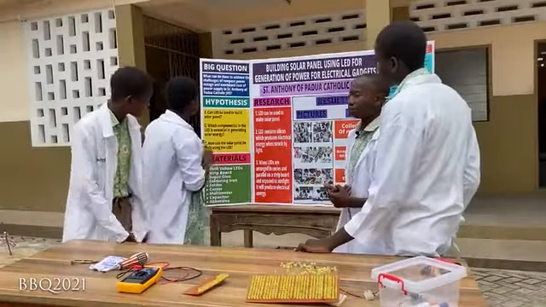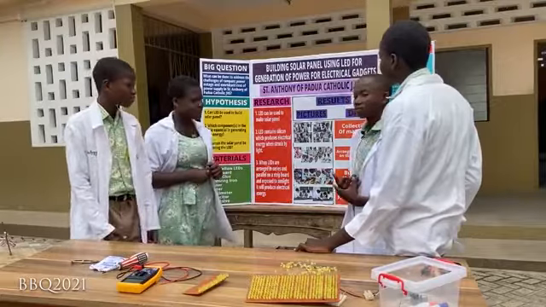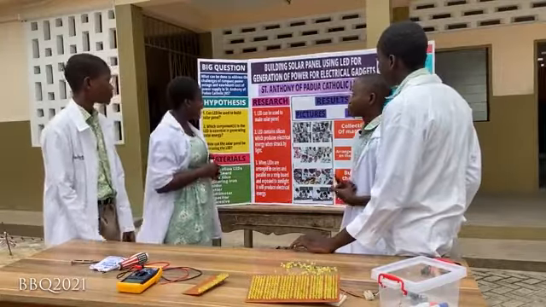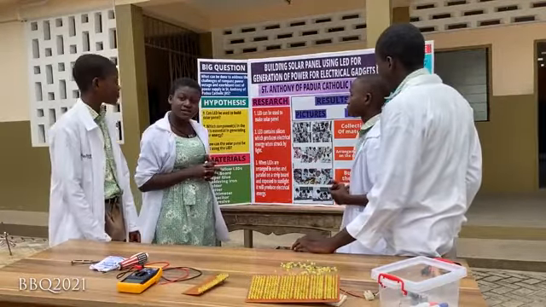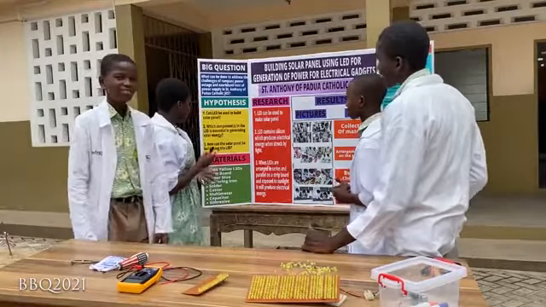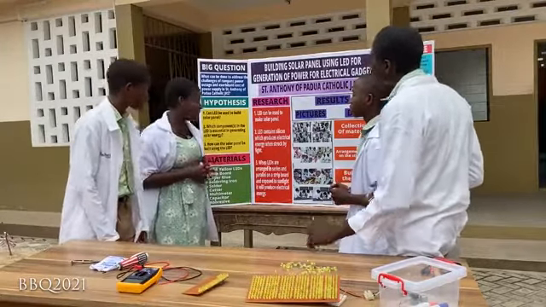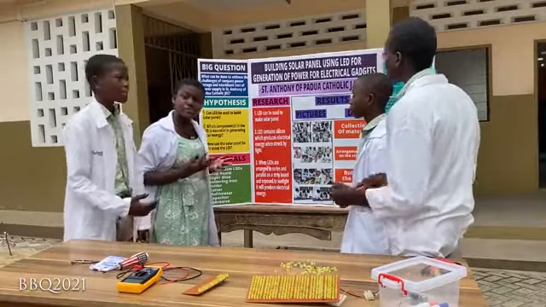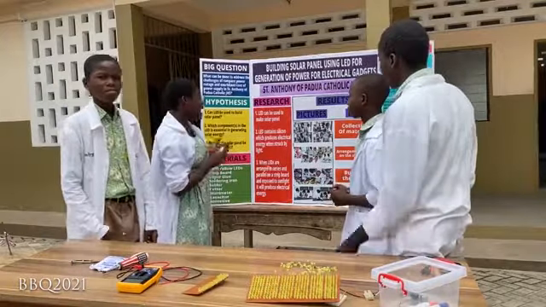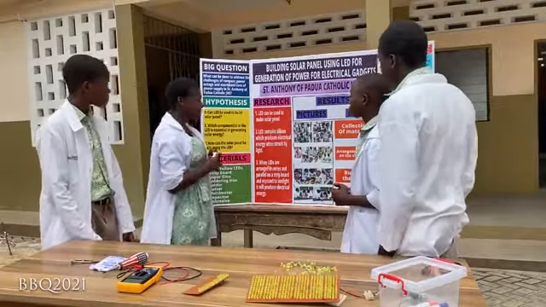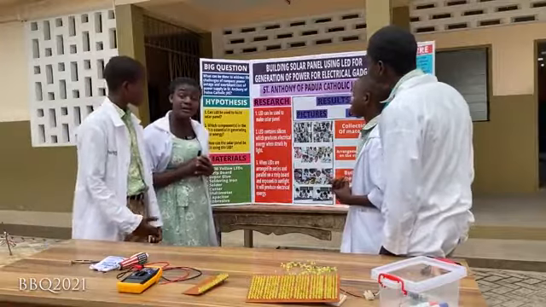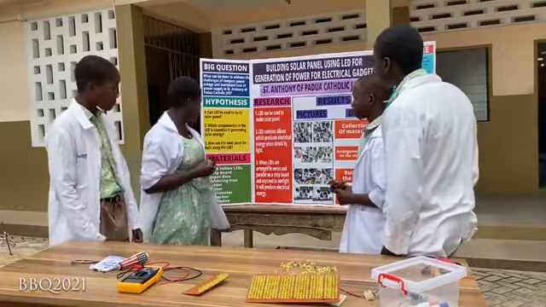Can LED be used to build solar panel? Yes, of course. LED can be used to build solar panel. Which component in the LED is essential in generating solar energy? LED contains silicon which produces electrical energy when struck by light.